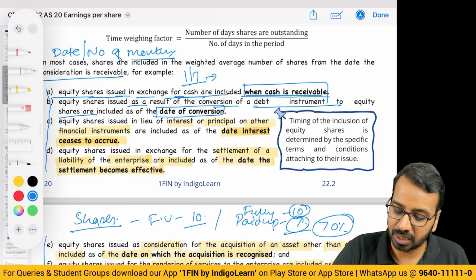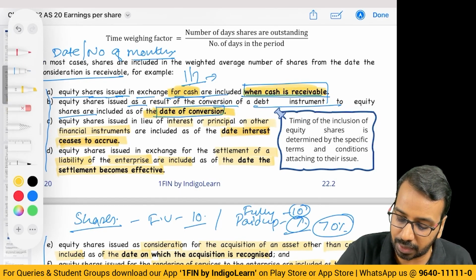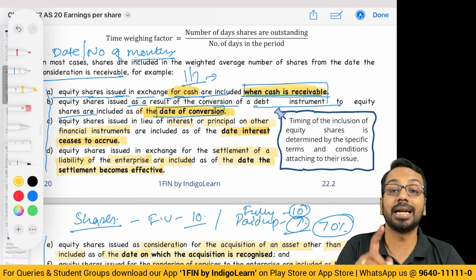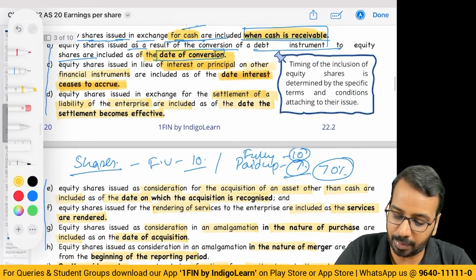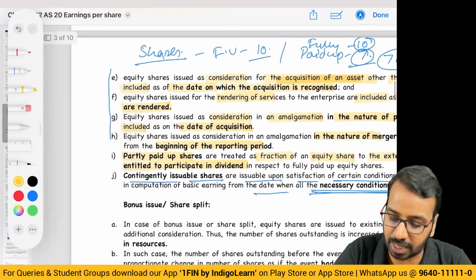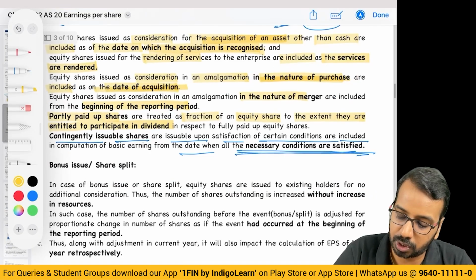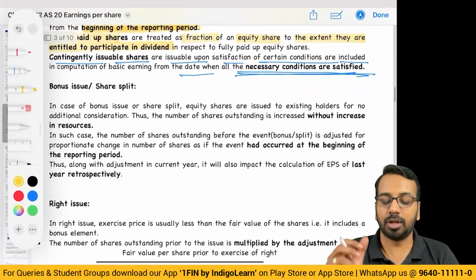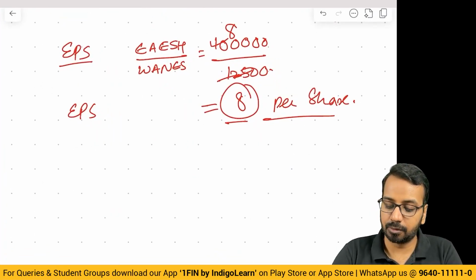A quick revision, important ones: issued for cash, date when the cash is receivable; for convertible bonds or convertible debentures, date of conversion; when I am issuing in lieu of interest or principal, date when the interest stops; for settlement of liability, date of settlement; consideration for acquisition of an asset, date when the acquisition is recognized; amalgamation in the nature of purchase, date of acquisition; merger, beginning of reporting period; partly paid up, will take only proportionate. Then the next thing is bonus issue.